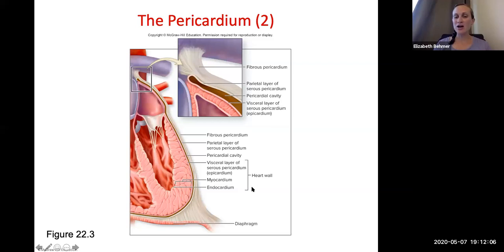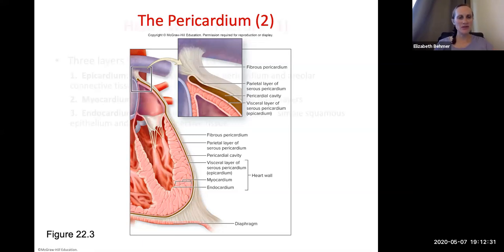Also within the heart wall, you can see different layers. The endocardium is the innermost layer on the inside of the chambers of the heart. The myocardium is the muscular layer of the heart. And then you'll see this visceral layer is also called the epicardium, the outer layer of the heart.